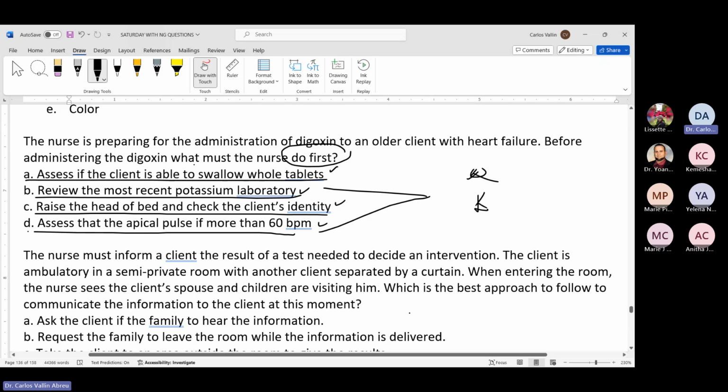So you start assessing the potassium and the apical pulse, and then what's your name? Oh, I'm sorry. Sorry for bothering you. It was not you. Okay, I'm so sorry. It was my mistake.